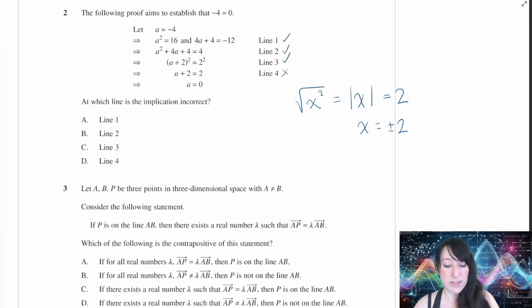So line 4 is where the problem comes in. The next line, of course, is the conclusion that A equals 0, but line 4 has an error in its logic. So the answer to question 2 is D.